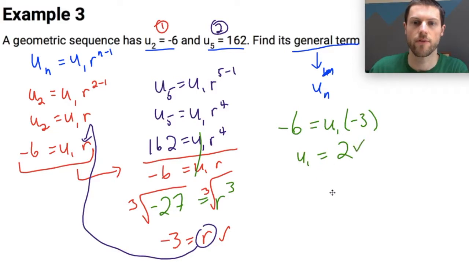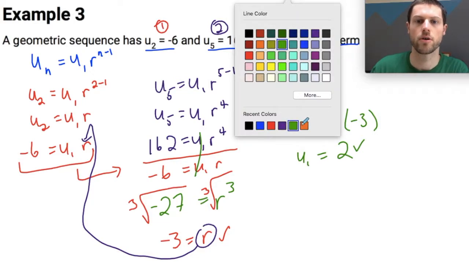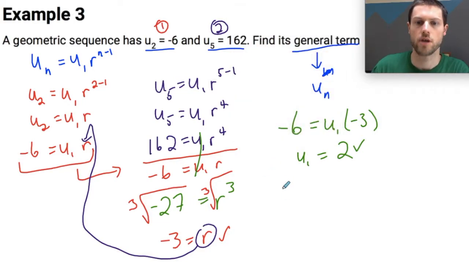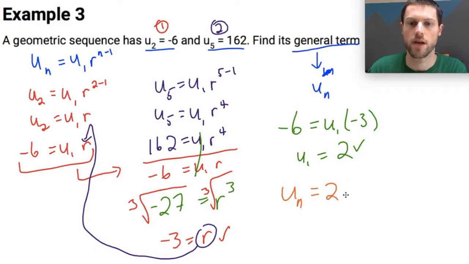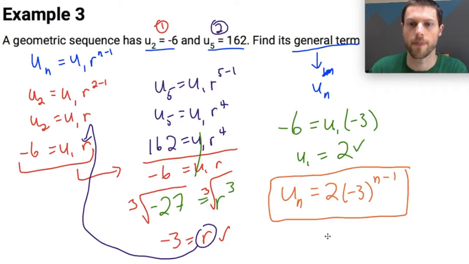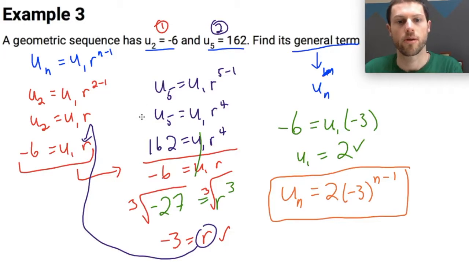Now that I have a U sub 1 and I have an r, I'm ready to write the general term formula. So U sub n, any general term in this geometric sequence, is going to equal 2 times negative 3 to the n minus 1 power. And we've done it. So a lot of legwork, but we were able to combine these equations, come up with an r, plug it back in, come up with the U sub 1, and that's all we need to do to find the general term.